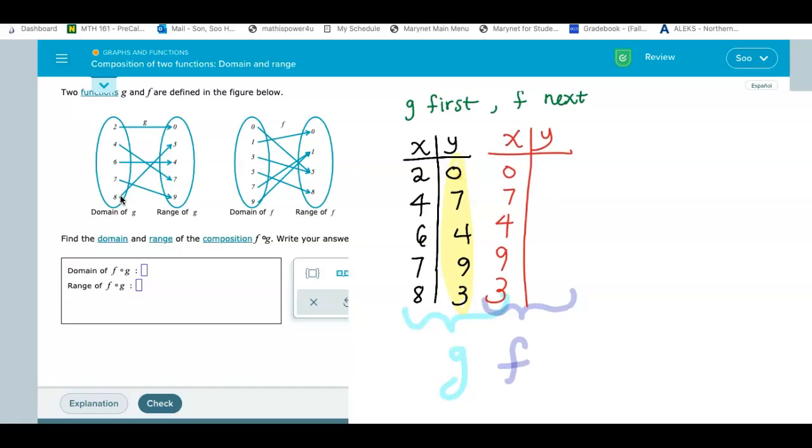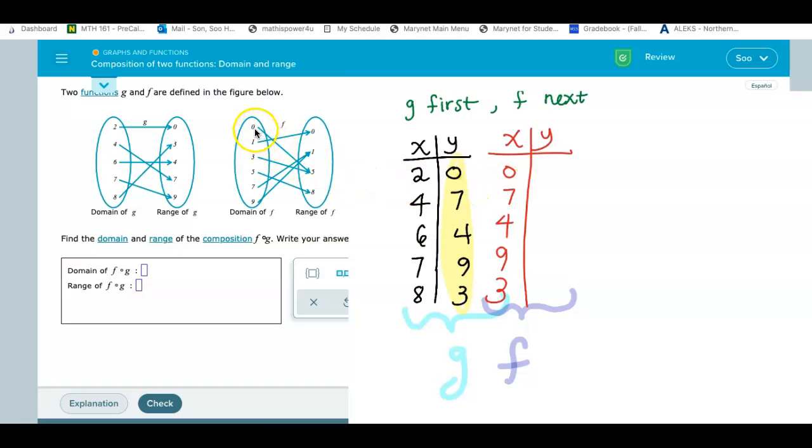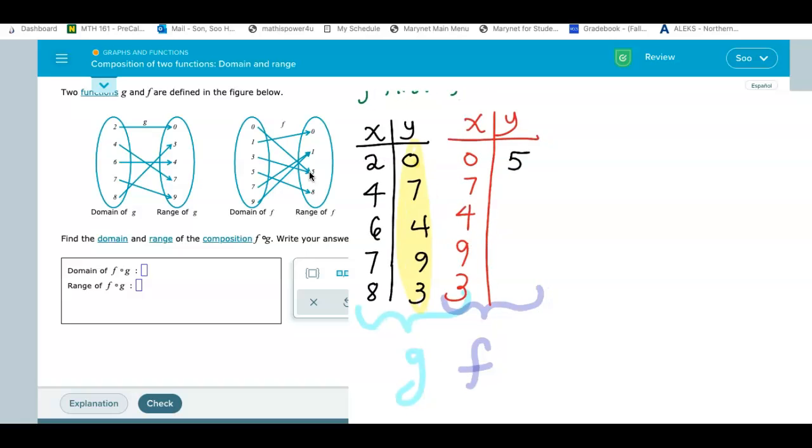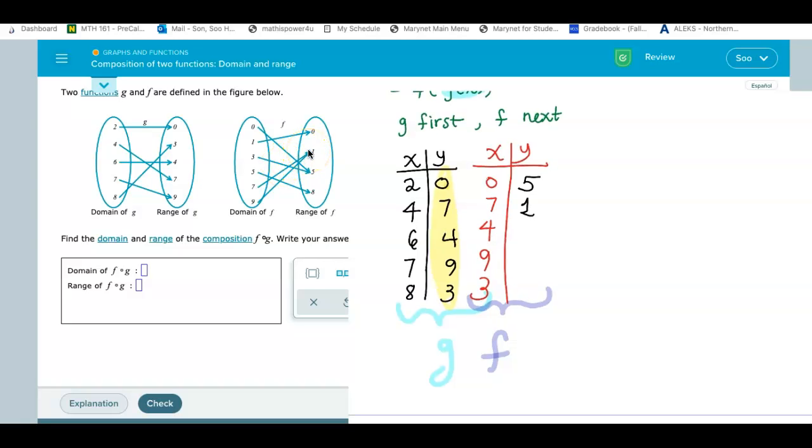Now I will plug in those x values written in red in my f mapping. So where does 0 go? 0 is going to 5. Write down 5. Where is 7 going? 7 is going to 1. Where is 4 going? Oh, look at that, guys. Is there a 4? 0, 1, 3, 5. There is no 4 listed in the domain.